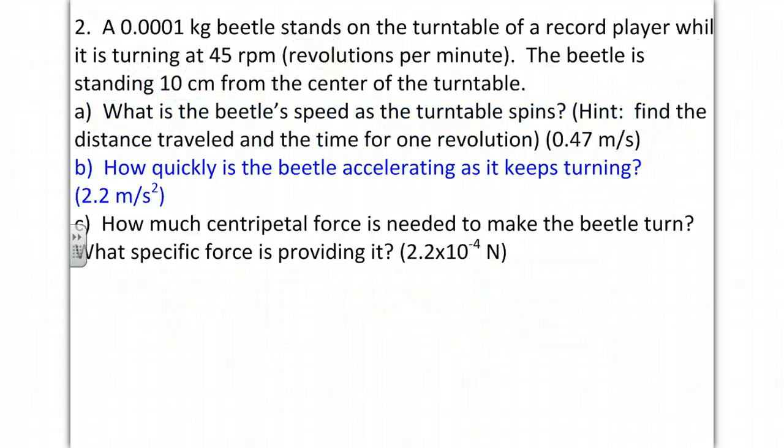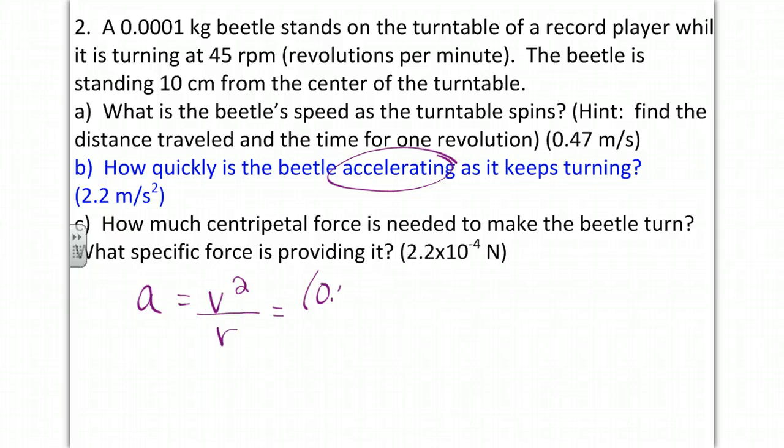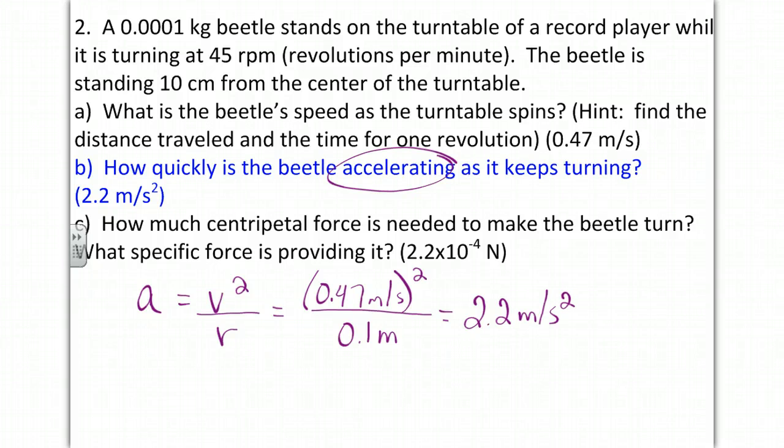Part B, we're going to use the velocity from part A, and we want to determine the acceleration. So we're going to use acceleration equals velocity squared over r. The velocity in the last problem was 0.47 meters per second. Square that, divided by the radius, 0.1 meters. You're going to get an answer that conflicts with your study guide, and so the correct answer should be 2.2 meters per second squared.